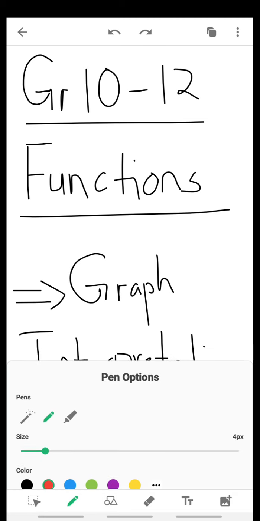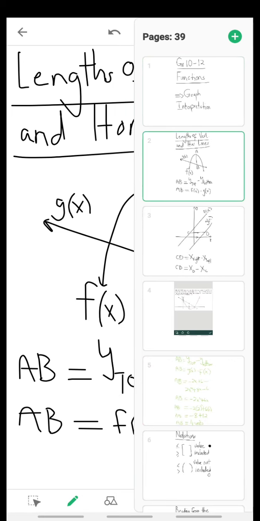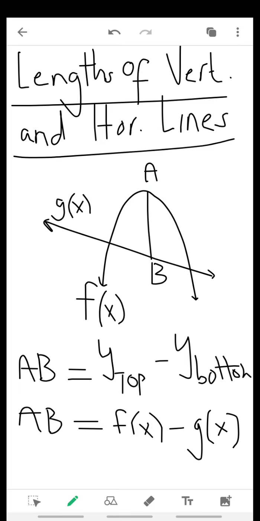The first thing that we're going to look at is the length of vertical as well as horizontal lines, which are found between two functions. For example, let us say I'm giving you the function f, which is a parabola, and function g, which is a straight line. Between them there is a vertical line AB. If I were to ask you to find the length of AB given the value of x, or represent the length of AB in terms of x, how would you find it?